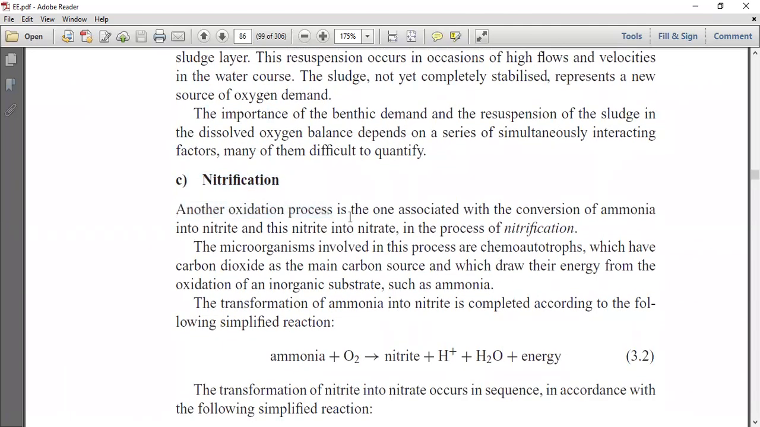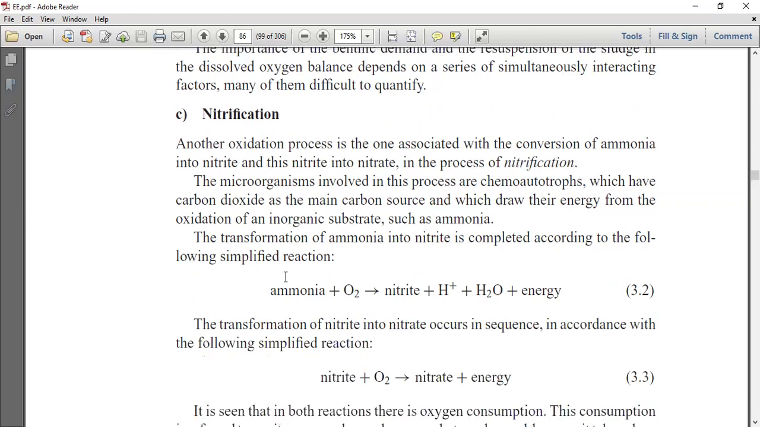Nitrification. Another oxidation process is the one associated with the conversion of ammonia into nitrite and of nitrite into nitrate, a process called nitrification. So the equation of the nitrification: ammonia plus O2 gives nitrate plus H plus H2O plus energy.